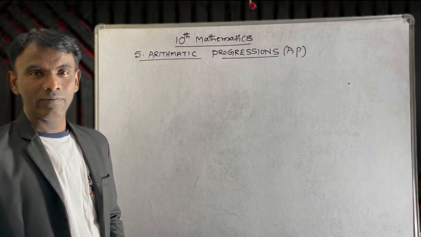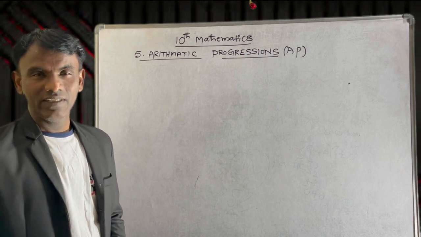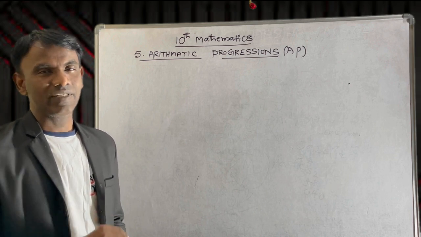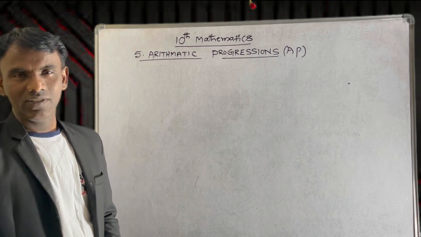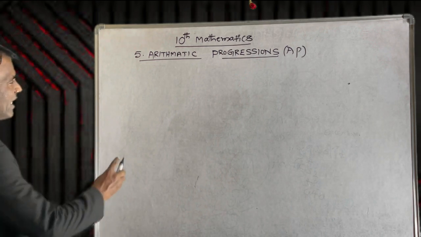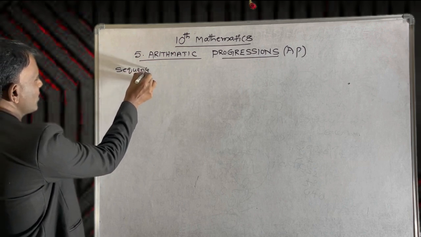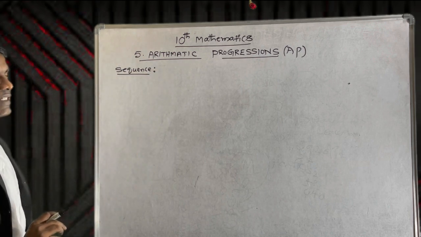Then what is the general term, the nth term of an arithmetic progression, and how to find the first n terms of an arithmetic progression. Okay, so these are all the topics in the chapter. So first we discuss sequence. This is the main thing, because without knowing sequence, we can't define arithmetic progression either.